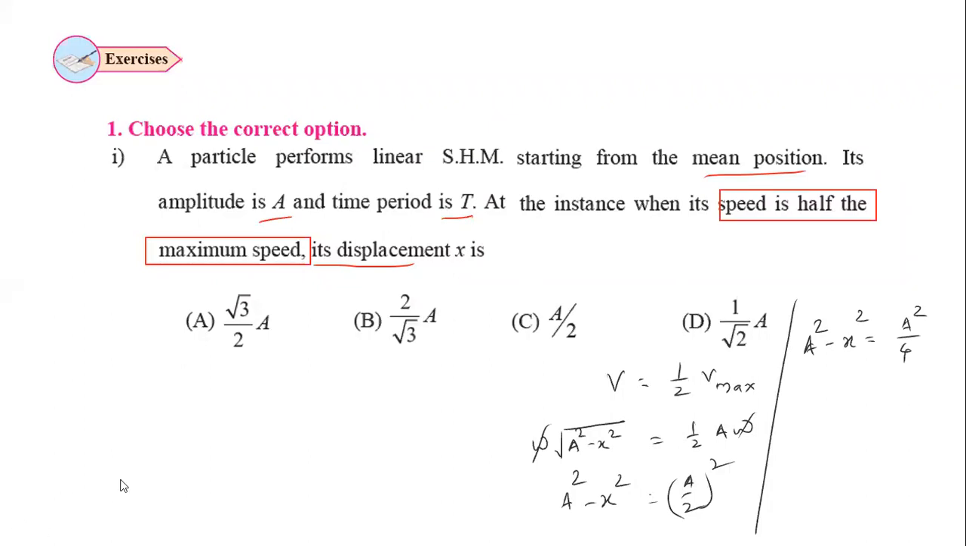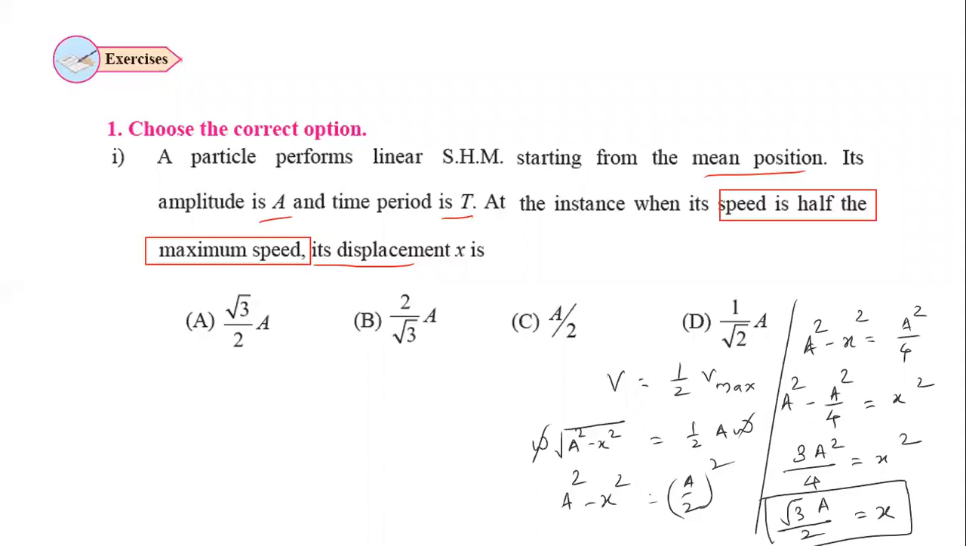Now a square minus a square by 4 is equal to x square. Now it is 4 minus 1, 3a square by 4 is equal to x square. So we have to find out x. Then root 3, root a square is a, root 4 is 2, is equal to x. And this is the answer. You can see this in option number A. The answer for this MCQ is option A.